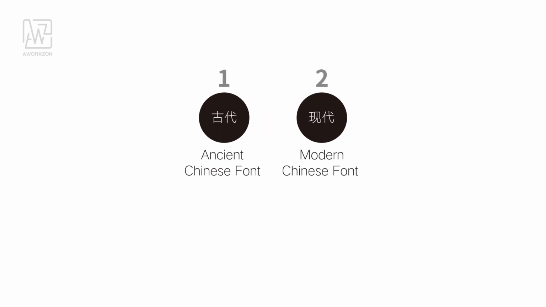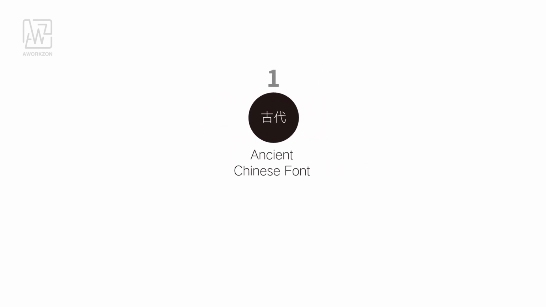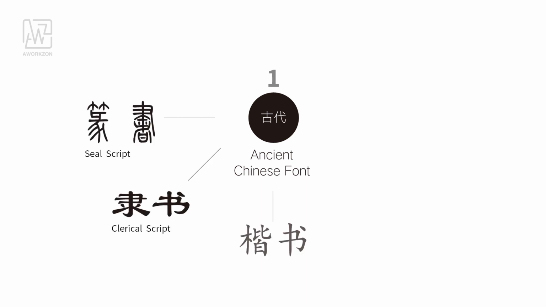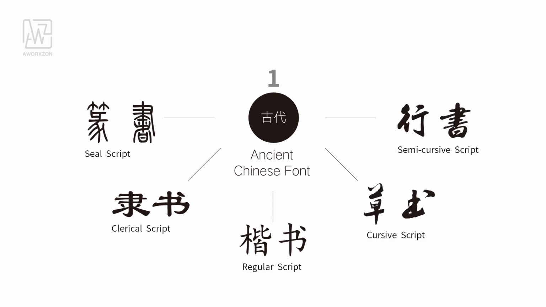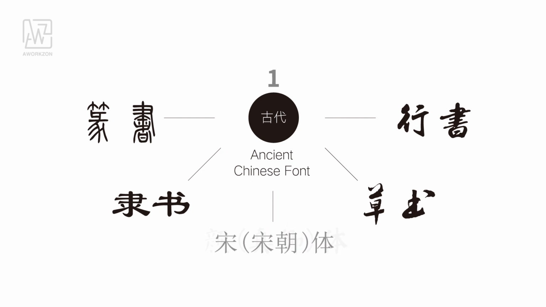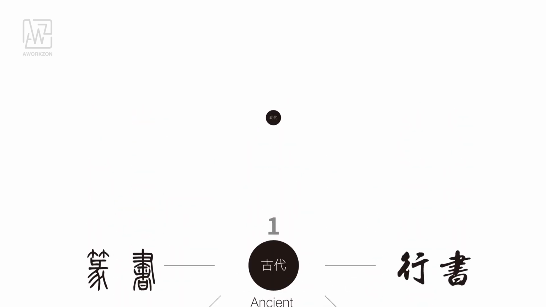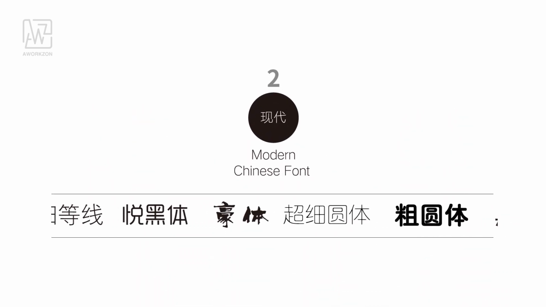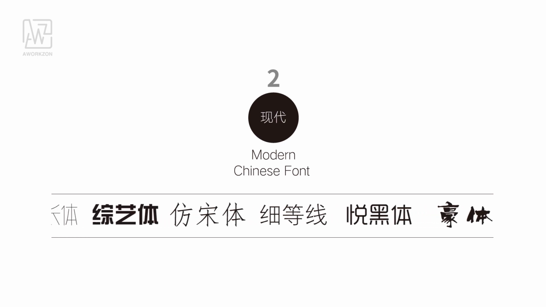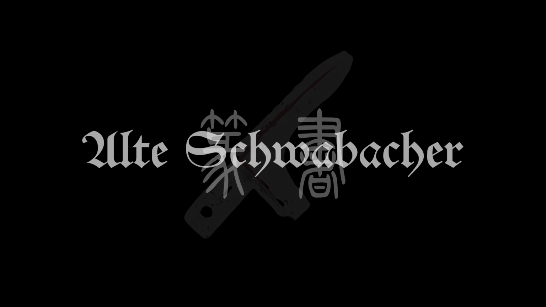The Chinese typeface includes ancient typeface and modern typeface. The ancient typefaces are seal scripts, clerical scripts, regular scripts, cursive scripts, and semi-cursive scripts. And of course, there are subdivided categories under these 5. For the modern Chinese typeface, the quantity is numerous. Each font has its own history and character.